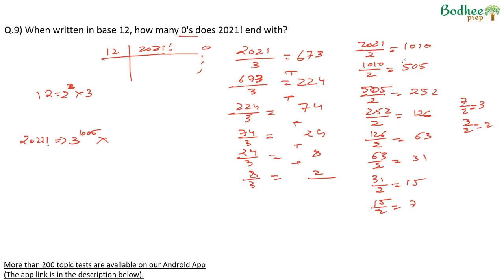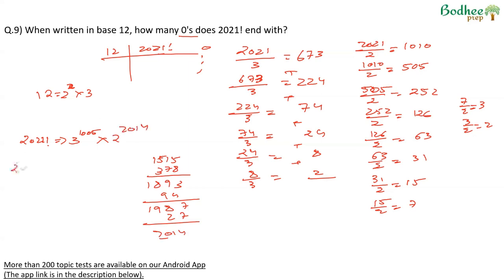The highest power is 1010 plus 505, which is 1515. 1515 plus 252 and 126 is 378, which becomes 1893. 1893 plus 63 and 31 is 94, which gives 1987. 1987 plus 15 plus 7 plus 3 plus 1 is 2014. And therefore the power of 2 is 2 raised to power 2014.